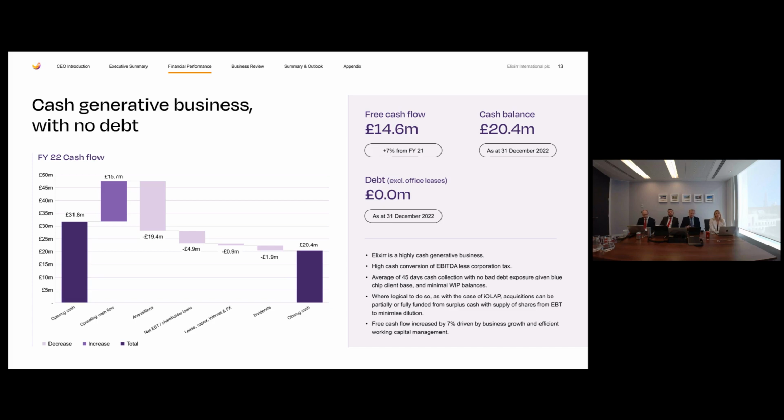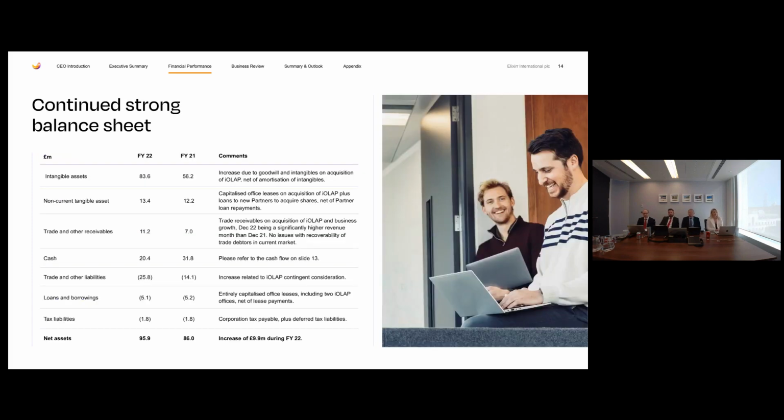If I now move on to the balance sheet, net assets increased by £10 million from £86 million in December 21 to £96 million in December 22. If I just pull out the major changes on the balance sheet, intangible assets increased by £27 million. This is the goodwill and customer intangible assets recognised on the acquisition of ILAP, net of a £2 million charge for the amortisation of customer intangibles.